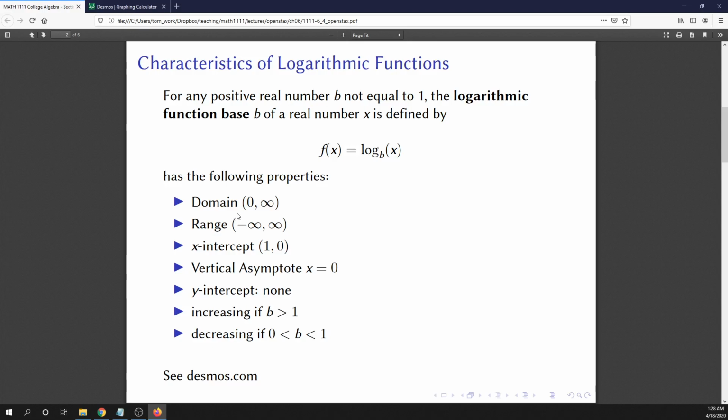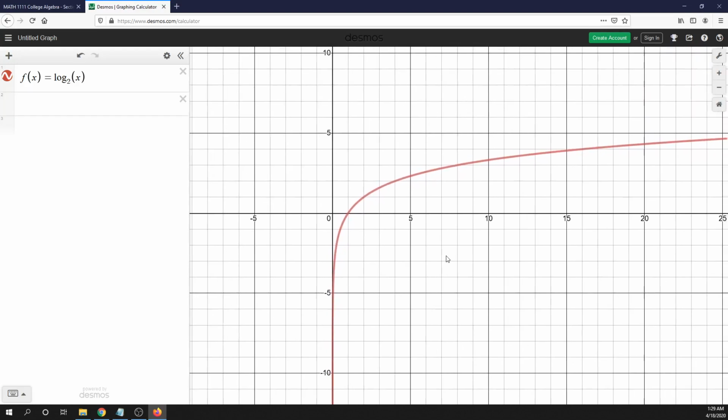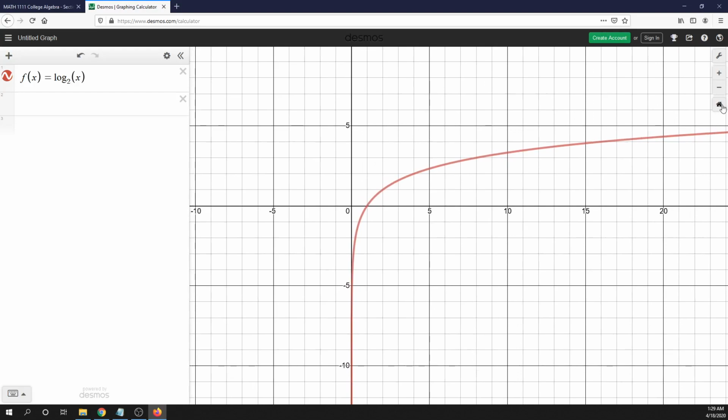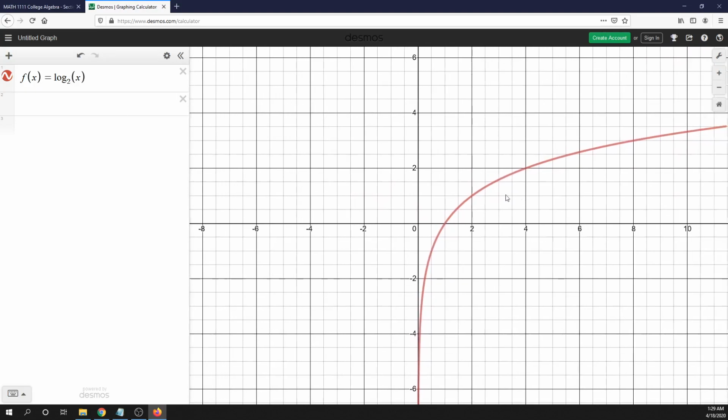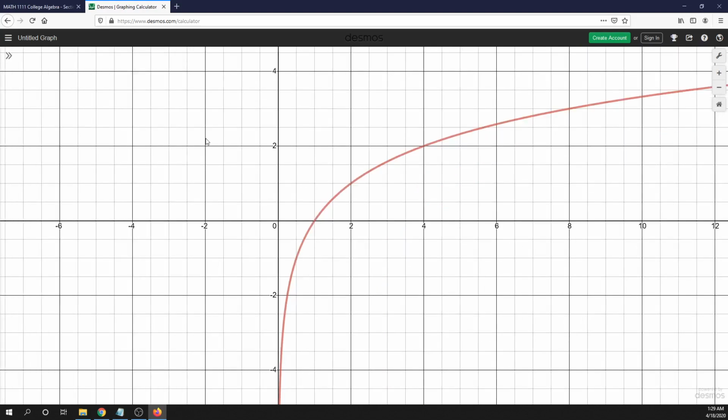So first off, the domain of any of these logarithmic functions is 0 to infinity. So over here in Desmos, I've graphed out what that looks like. And you can see when you graph out this log base 2, there's no graph over here to the left of the y-axis, and that's the same for all of these functions that we're going to talk about. The domain is all positive real numbers, so there is no graph over here at all. It's only from 0 on out, and that's not including 0 either.